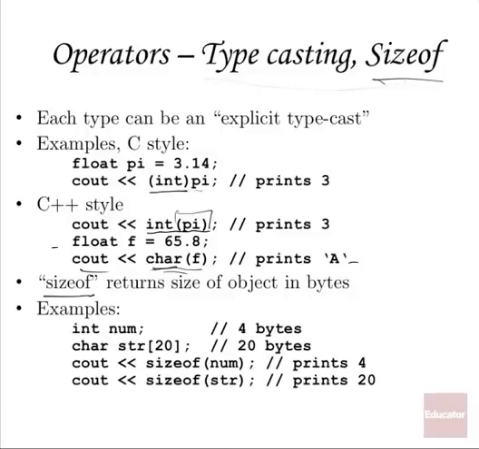It acts kind of like a function, but is really considered an operator. Here we have an integer num, which happens to be 4 bytes in size. Here we're declaring 20 bytes for the character string. So we say the size of num will get 4. Size of this particular string will get 20. And this can be convenient for allocating memory.